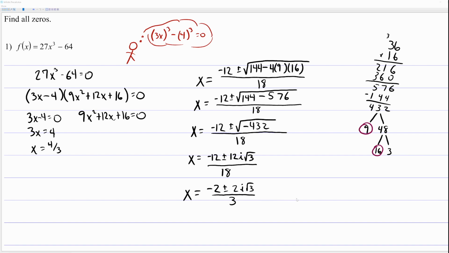So long story short, don't forget your sum and difference of cubes formulas from Algebra 2. They can be useful for solving polynomial equations now.